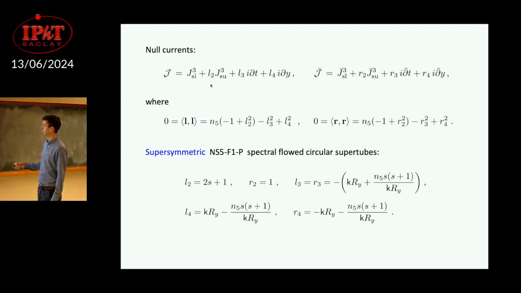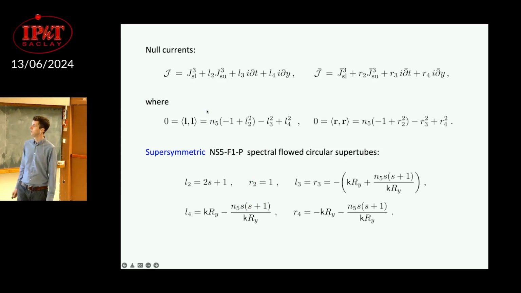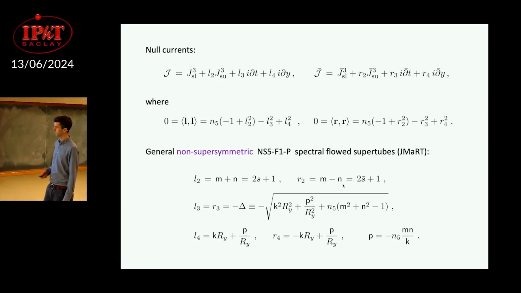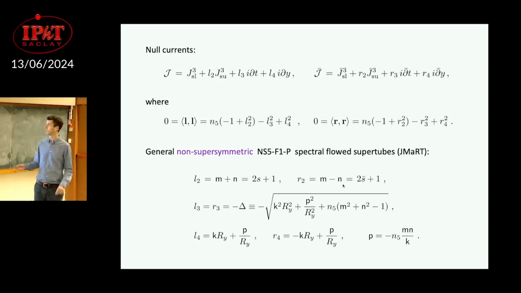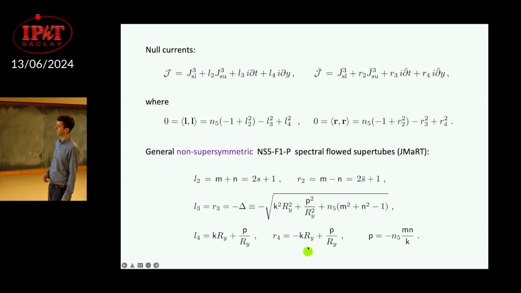And the rest of the parameters are as follows. The y momentum is quadratic in S, so S times S plus 1. And that's in L4 and R4. And similarly for the non-supersymmetric case, we have independent S and S bar inside L2 and R2. Sometimes it's convenient to parameterize them in terms of M and N, which are the angular momenta in space-time, in the two usual U1s inside S3. And in the non-supersymmetric case, the null condition, this quadratic condition, ends up giving you a slightly more complicated expression for L3 and R3.